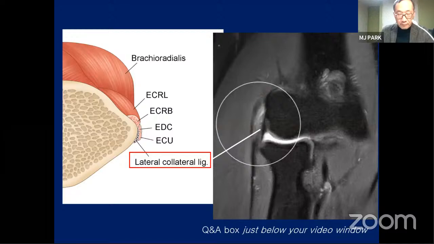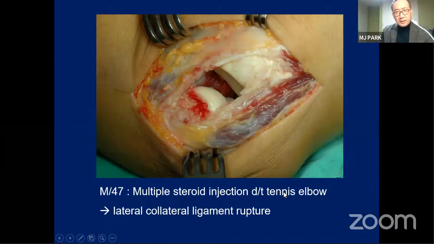Now, I'd like to discuss lateral collateral ligament insufficiency in lateral epicondylitis. Lateral epicondylitis is basically nothing to do with a ligament problem, but the ligament origin is very, very close to the ECRB, so lateral epicondylitis has a potential to affect the ligament function. In this patient, the lateral collateral ligament is totally ruptured with atrophic change, and the most likely cause is multiple steroid injections.